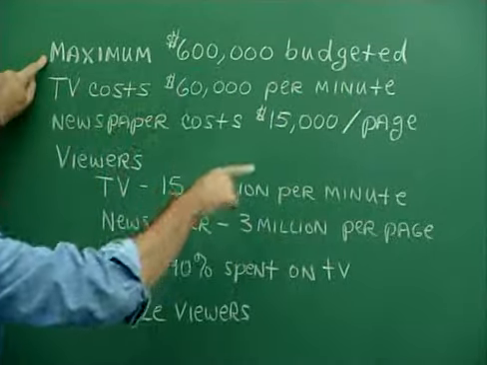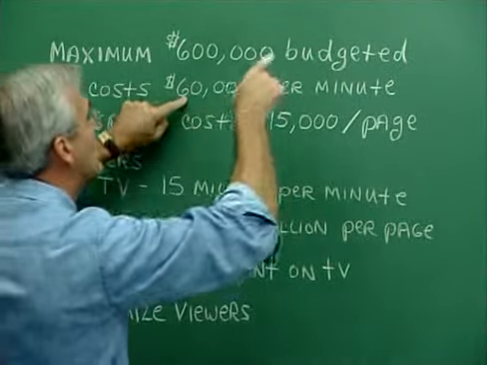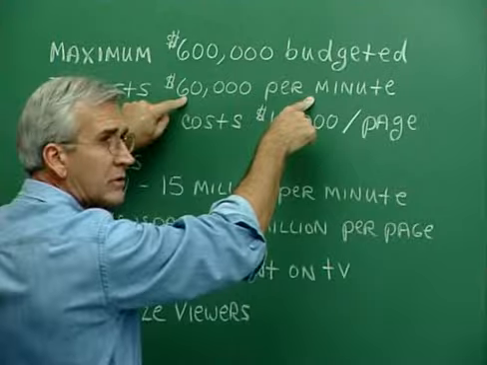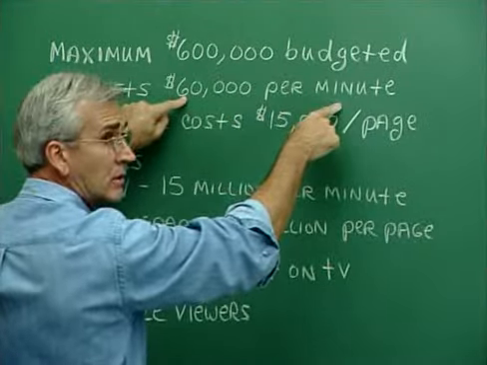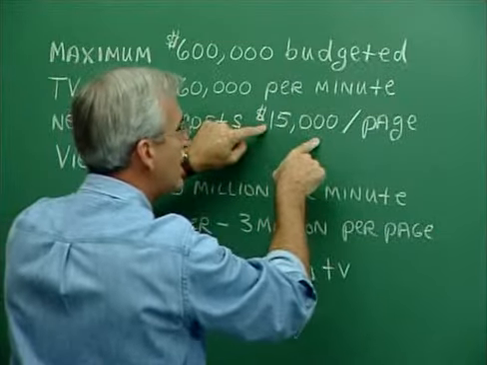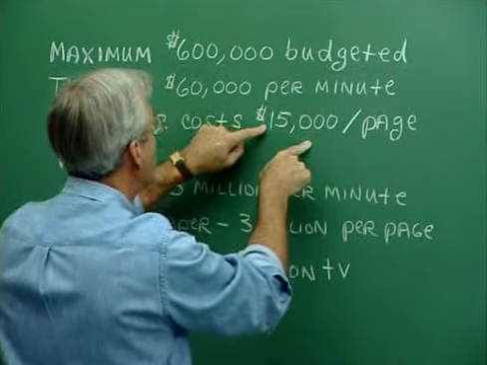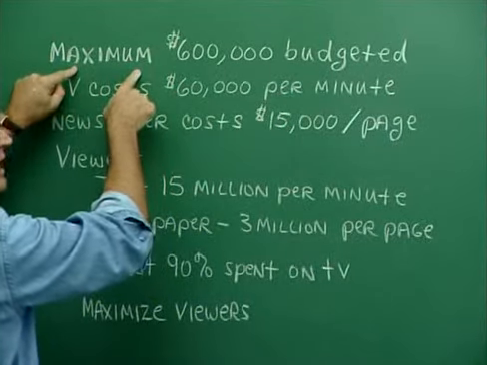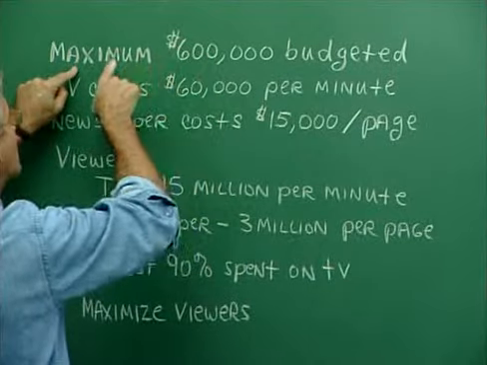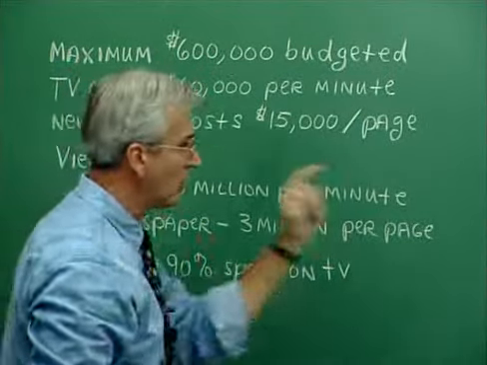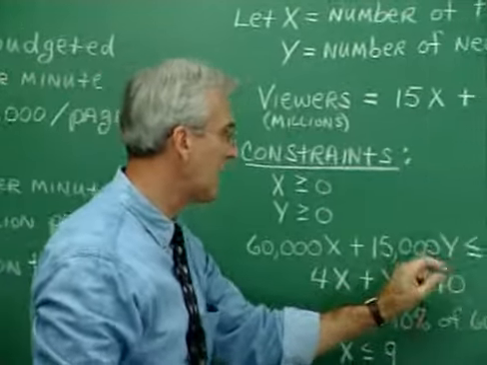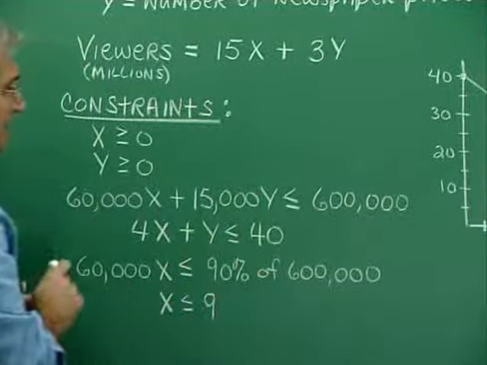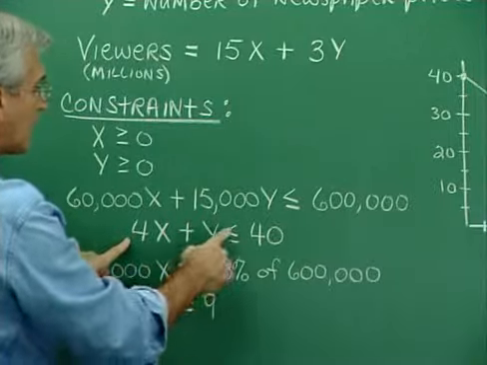Now, how do we figure the cost here? Well, the cost is $60,000 per minute of TV time, but those minutes are X values because we let X stand for the number of minutes of TV time. So it's 60,000X, and then the newspaper pages cost $15,000 apiece, so it's 15,000Y. So 60,000X plus 15,000Y needs to be less than or equal to $600,000, because this is the maximum amount. We could spend less than that. Now I've gone ahead and simplified a bit by dividing through by 15,000, and it becomes 4X plus Y is less than or equal to 40.